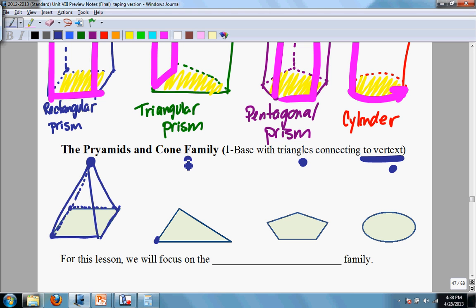Here, connect the corners. 1, 2. That back edge you can't see. It should be dotted, and the rest solid. This is a triangular pyramid.